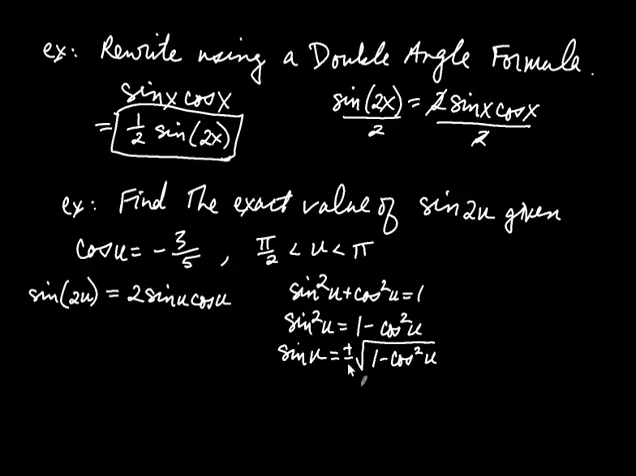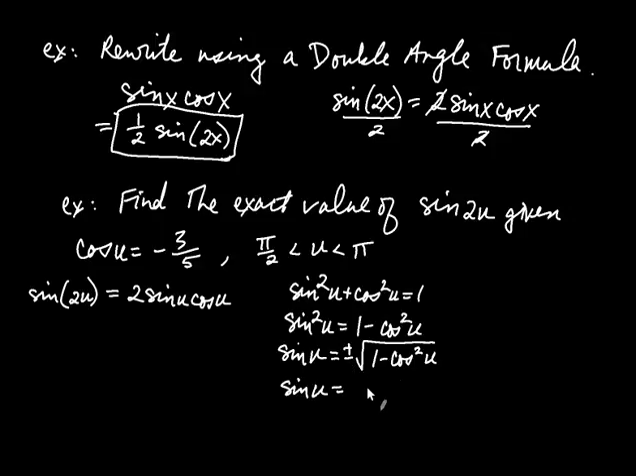Now the question is, which of these do we want, positive or negative? Well, sine of u is equal to this, right? But u lies between pi over 2 and pi. Now that would be in quadrant 2, right? If u is between those two angles. Now sine of an angle that's in quadrant 2 is positive, and that's why we want the positive, not the negative. So let's go ahead and write that.